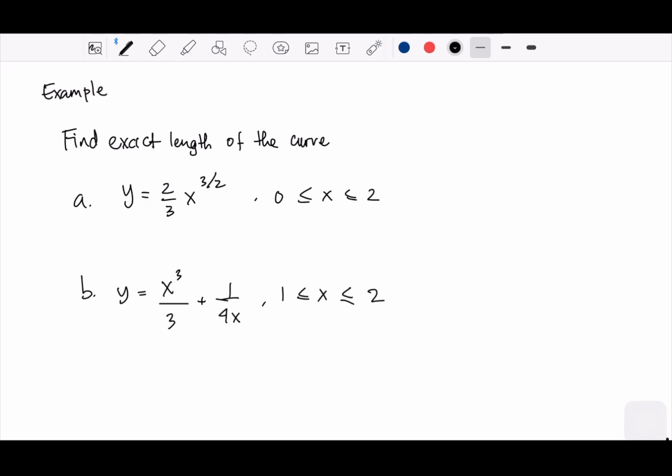So with very direct questions, just asking the exact length of the curve, meaning the arc length. This is the formula. This is the a and b, right? And the first thing you can do is find the derivative, and plug it into the previous formula.